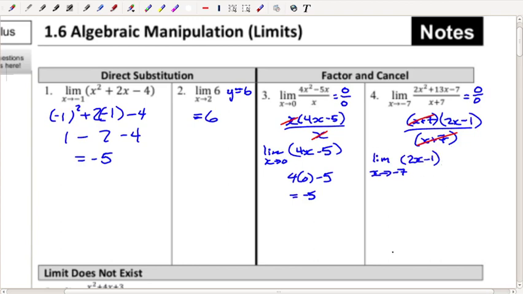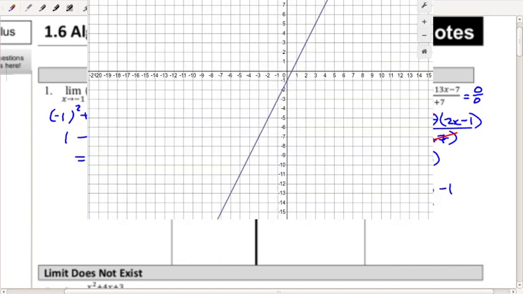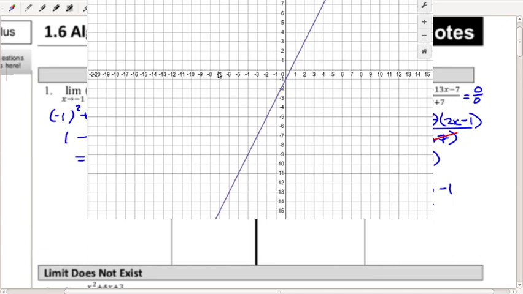And again, once I've done that cancel, I can plug in my value of negative 7, use direct substitution. This gets me, whoops, not divide, equals negative 14 minus 1, which is negative 15. So again, let's just take a look at the graph, make sure that makes sense. So again, we've got a straight line graph, and we're thinking limit as x goes to negative 7.